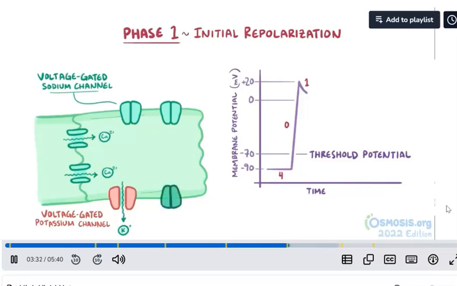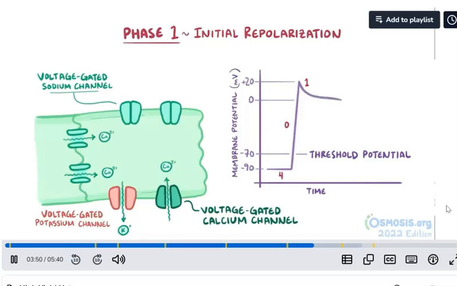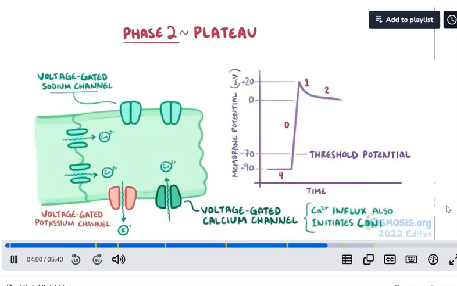Shortly after this, though, the voltage-gated calcium channels open up, and that allows calcium ions into the cell. As calcium flows in, it brings with it a positive charge. That positive charge from the calcium ions flowing in counterbalances the positive charge from the potassium ions that are flowing out. So the membrane potential actually stays pretty stable, and this is called phase 2, or the plateau phase. This calcium is super important because it's this influx of calcium that ultimately gets the myocyte to contract, which is how the heart contracts.